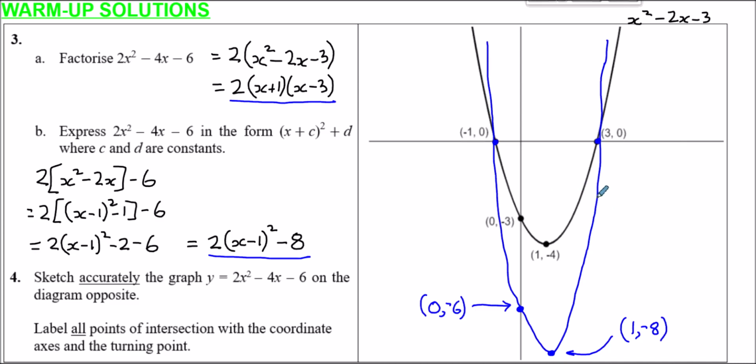And so why might that be? This is what we're going to have a look at next. So bear in mind, the initial graph was x squared minus 2x minus 3. The graph I've got here is 2x squared minus 4x minus 6. So let's have a think about what's happening and why.